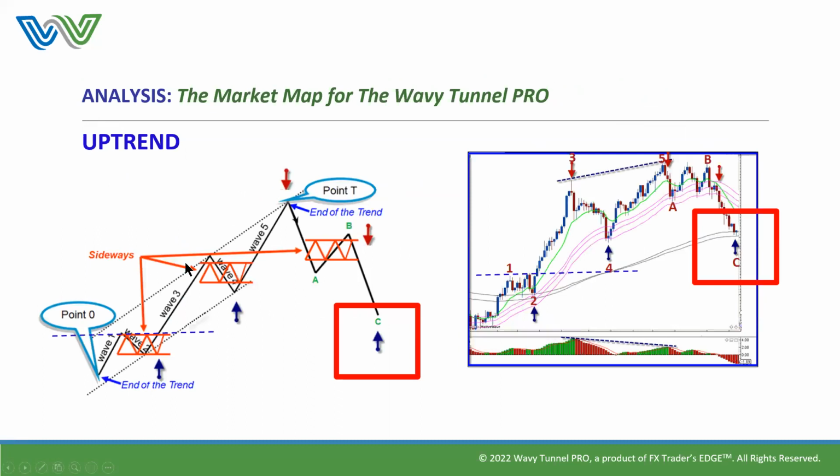So let's just review again. This is the market map on the left where we have the uptrend and the 3-wave move down, and this is the deeply discounted price that the scanner looks for right here. So we have an uptrend and we have a nice ABC correction, and you can see that here.